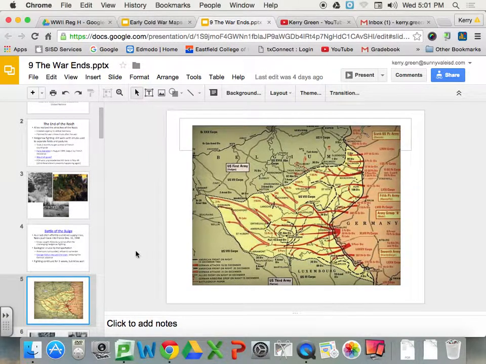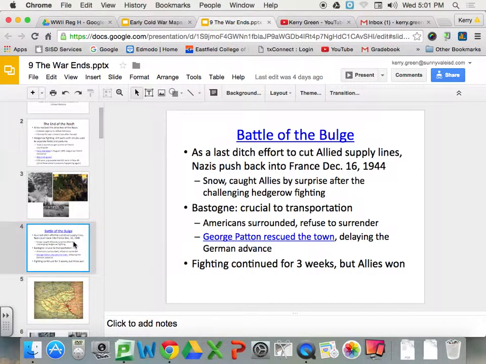Now, a lot of what causes Germany to lose in the Battle of the Bulge is going to be a lack of fuel. And so it's a very difficult month right there. So you'll want to recognize the Battle of the Bulge as being one of the last attempts by the Nazis to regain a foothold. Really a strong stand by the Americans to prevent that from happening.